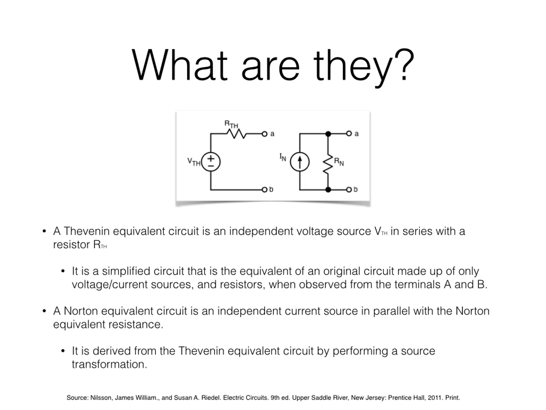What are they? A Thevenin equivalent circuit is an independent voltage source, represented by VTH, in series with a resistor, RTH. It is a simplified circuit that is the equivalent of an original circuit made up of only voltage, current sources, and resistors when observed from the terminals A and B. A Norton equivalent circuit is an independent current source in parallel with the Norton equivalent resistance. It is derived from the Thevenin equivalent circuit by performing a source transformation.